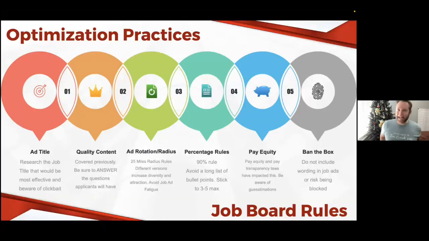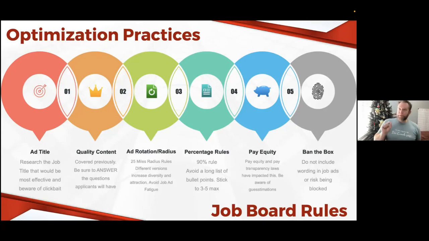That leads to the first part of optimization practice. This is literally the last slide. Okay. We're going to spend 10 minutes on this because this is by far the most critical piece that you need to know. And this is what was lost when the internet was introduced and recruiters just started throwing their job descriptions up there. Number 1, ad title.